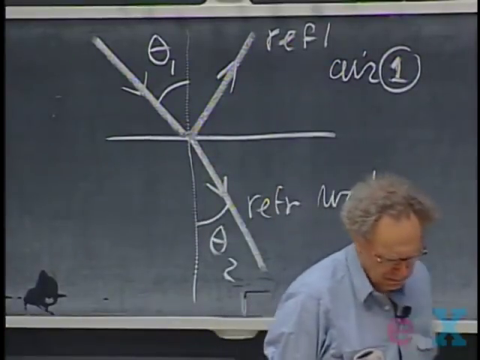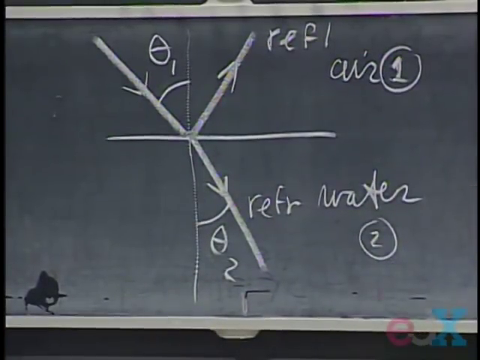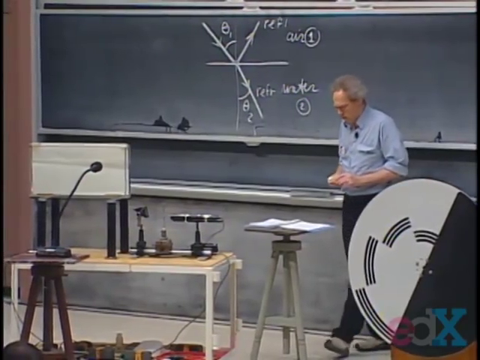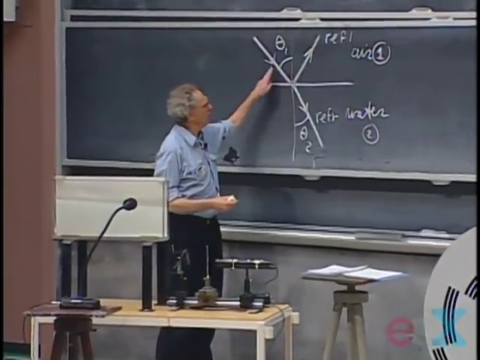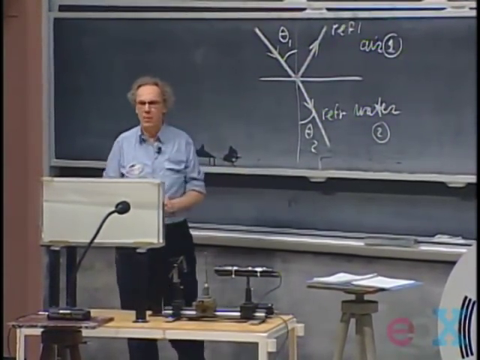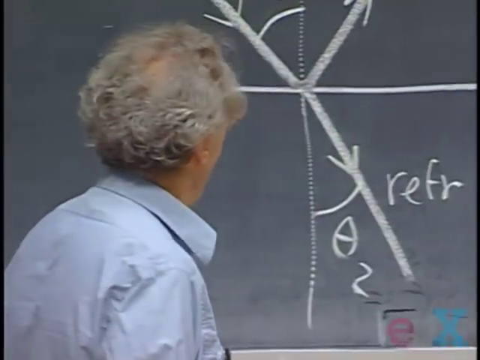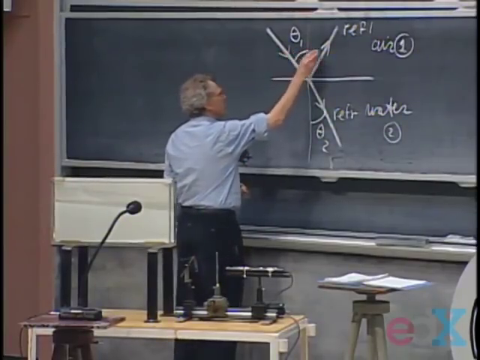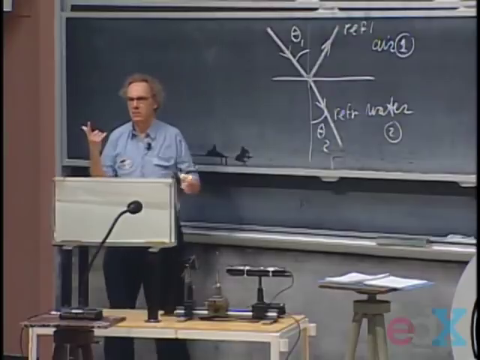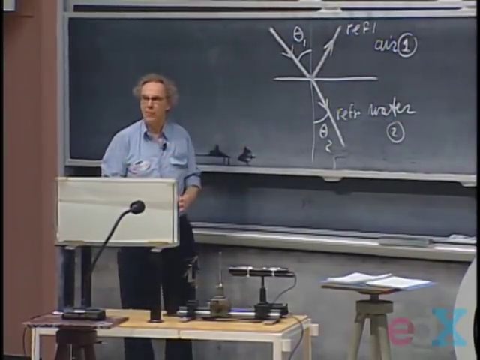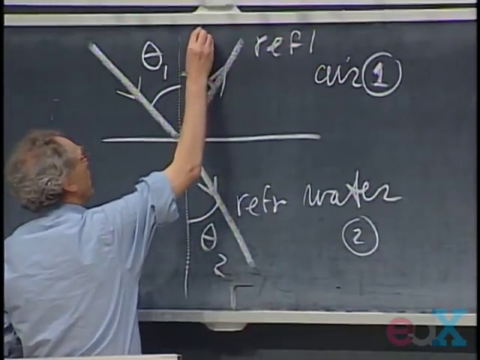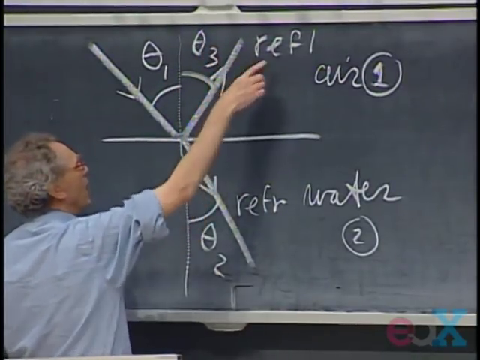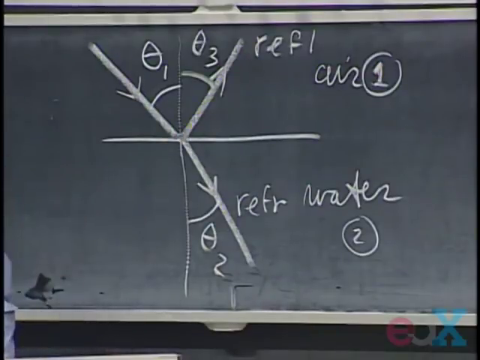And it was a Dutchman, Willibrord Snellius, who in the 17th century found three rules that govern the relation between these three light beams. The first one is that this beam and this beam are in one plane. As you see, that is the plane of the blackboard. The second thing that he found is that this angle, theta three, which is called the angle of reflection, is the same as the angle of incidence. That was known before him, of course.